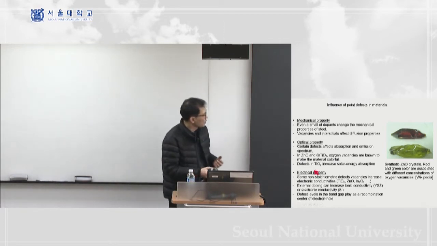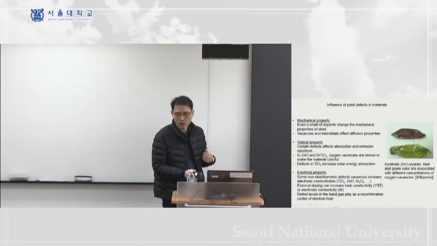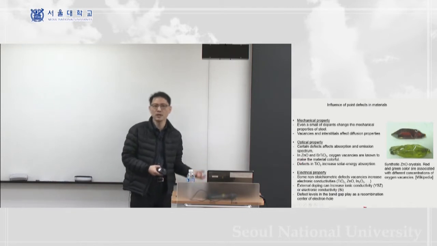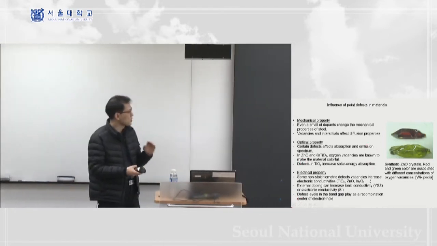All right, and also in the case of yttrium-stabilized zirconia, you can increase the ionic conductivity by inducing oxygen vacancies, which is used in fuel cell applications. And in the case of the extrinsic electrical conductivity of silicon, you know that there's p-type doping or n-type doping, right? By providing the external dopant, you can change the electrical property quite a lot.